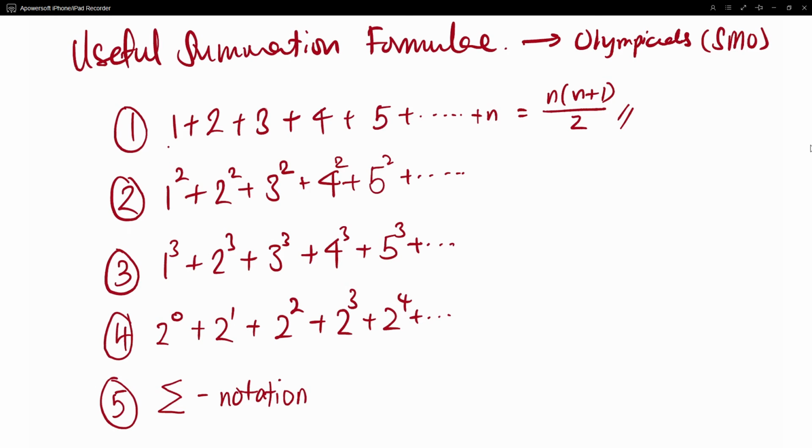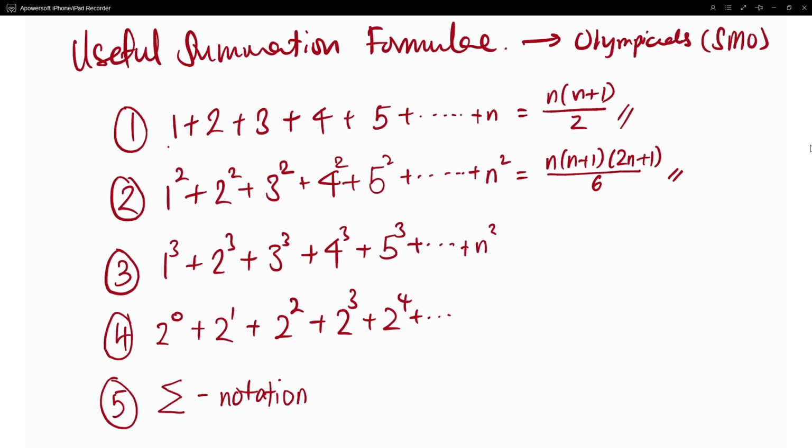1 squared plus 2 squared plus 3 squared plus 4 squared plus 5 squared, the sum of squares. The identity for this, if we add all the way until n squared, is simply n multiplied by n plus 1 multiplied by 2n plus 1, over 6. Again, memorize this. And the third formula is 1 cubed plus 2 cubed plus 3 cubed all the way to n cubed.